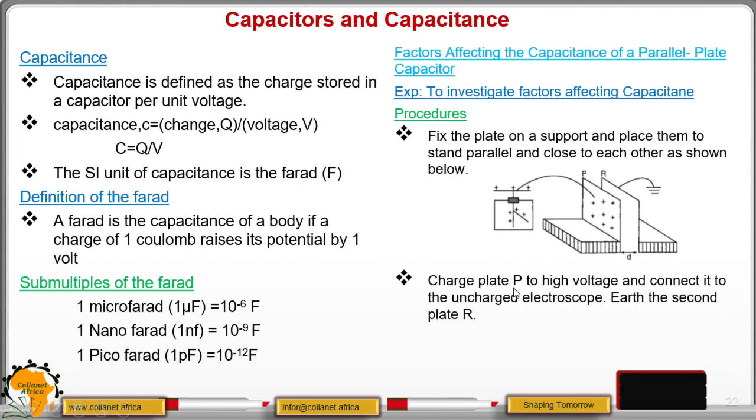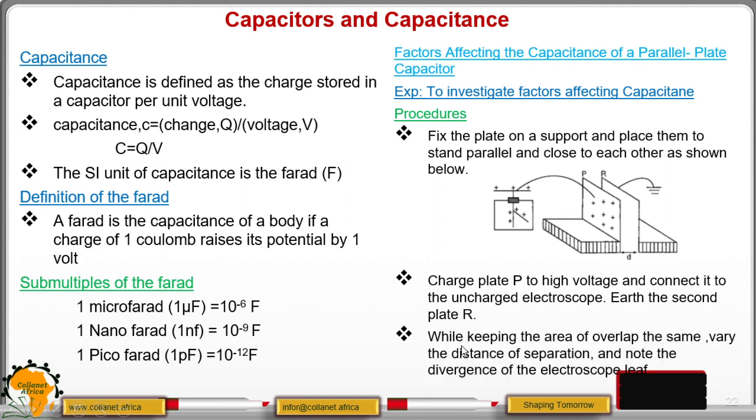So, charge plate P to a higher voltage and connect it to the uncharged electroscope, then add the second plate R. Now, while keeping the area of overlap between P and R constant, we are supposed to vary the distance of separation D. This is varied by bringing R closer to P. And then you are supposed to observe the divergence of the leaf of the electroscope.